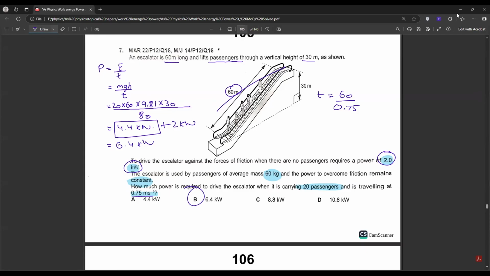This marks the end of work energy power MCQs. If you have any questions, you may ask in the chat.